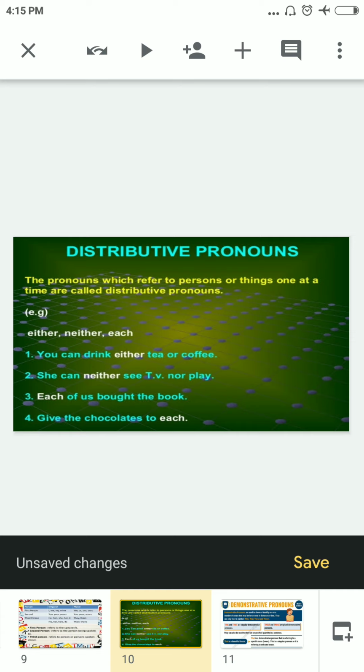So we will understand by the examples more deeply. You can drink either tea or coffee. It means you are having one option. Either you are able to drink tea or coffee, not both of them. Then, she can neither see TV nor play. She is doing nothing, meaning both of the options are not applying here. She can neither see TV nor play.